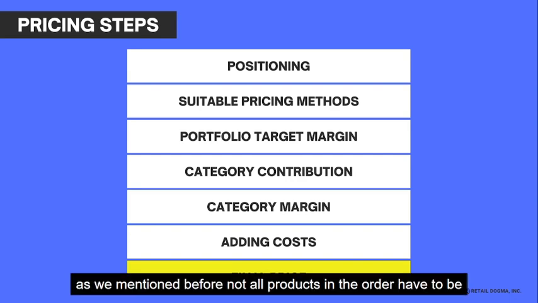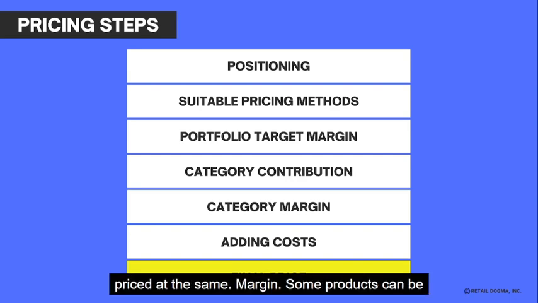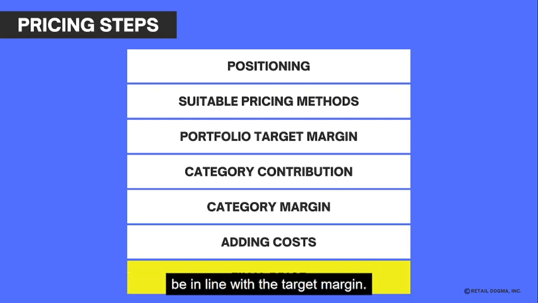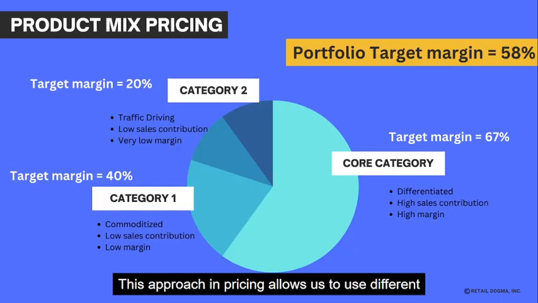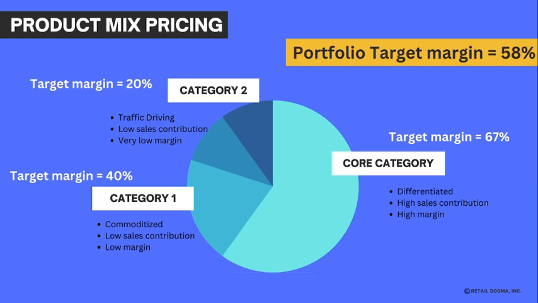As we mentioned before, not all products in the order have to be priced at the same margin. Some products can be a little bit higher and others can be lower. The main thing is that the total margin at the end should be in line with the target margin. This approach in pricing allows us to use different pricing methods and sell at different margin levels to make the most out of our entire product portfolio.